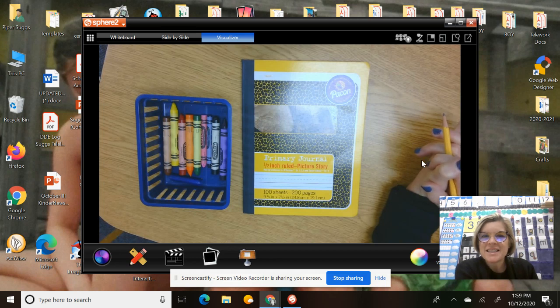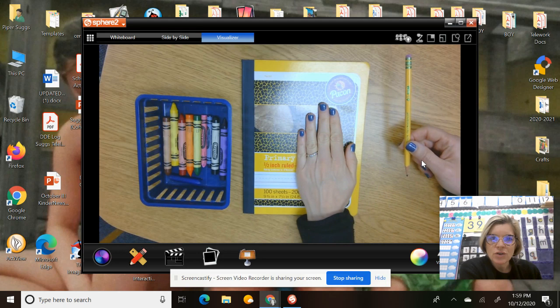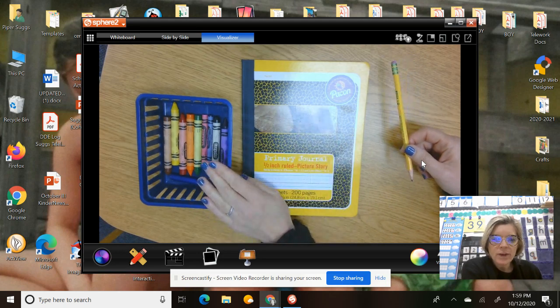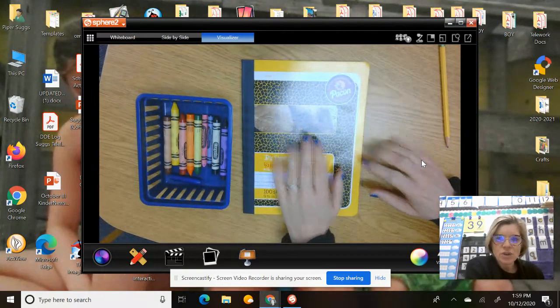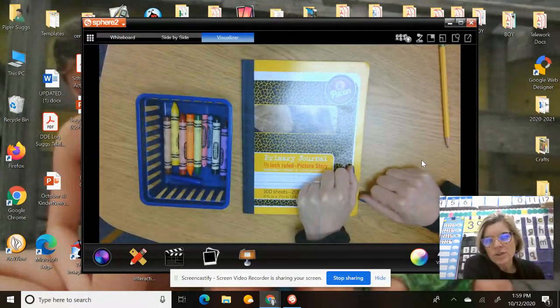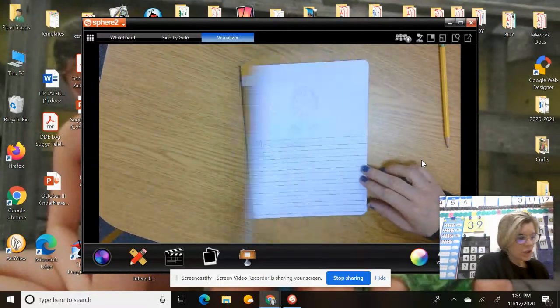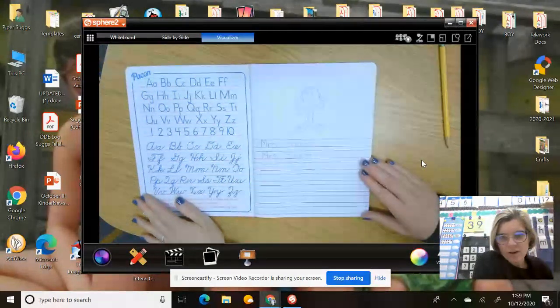Hello, writers. Today you are going to need your pencil, your writing journal, and some crayons. We're going to use our writing journal to draw a picture and add some words. We're going to be adding words called labels this week. So you will need to turn to the first page in your journal that hasn't been written on yet.